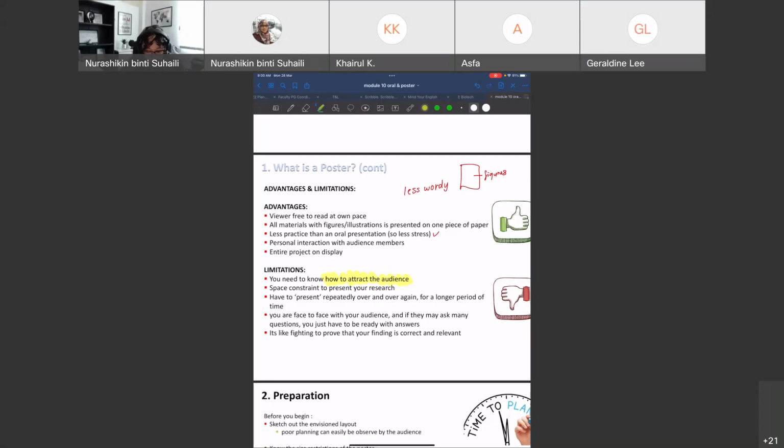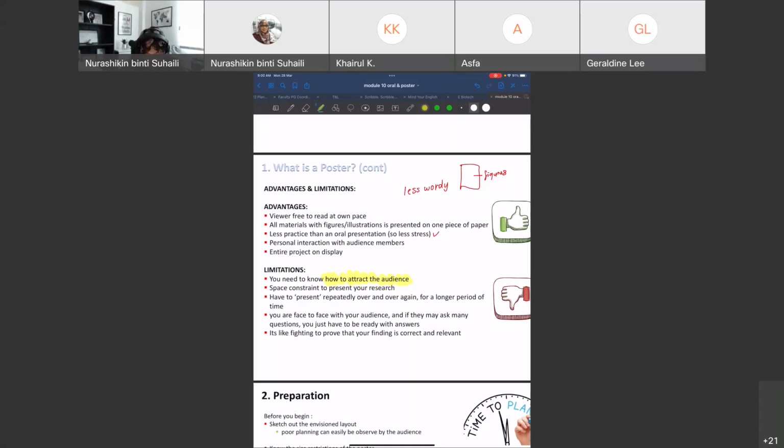Space constraint to present your research, because you only have a piece of paper with a few sections. The results are in a very small section. So you should be selective of the materials that you want to present in order to communicate effectively. You have to present over and over again for a longer period of time. During the exhibition, you stand at your poster, and whenever people come and go, you have to present again and again. So that's one of the limitations.